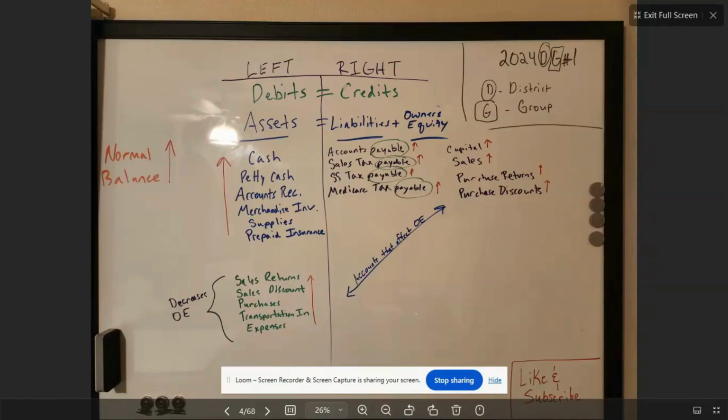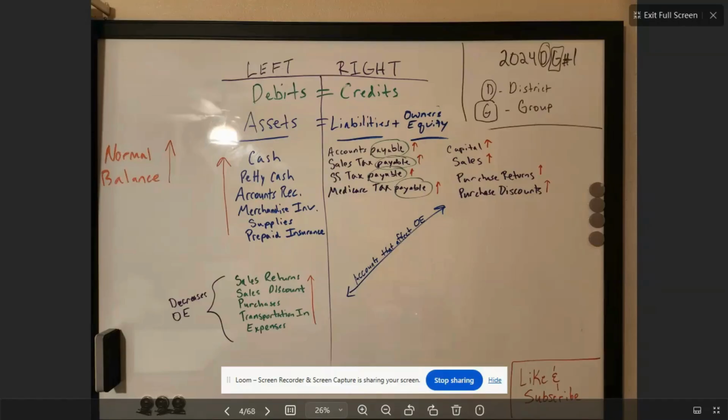Next, on the right-hand side, we have liabilities. Liabilities are anything we owe. So a typical liability is accounts payable. These are the vendors that we buy from that we end up owing them money. Then you have sales tax payable, which is usually the sales tax that we charge customers. Then you have Social Security tax payable and Medicare tax payable that usually have to do with payroll. If you see any account that has the word payable in it, then it's going to be a liability.